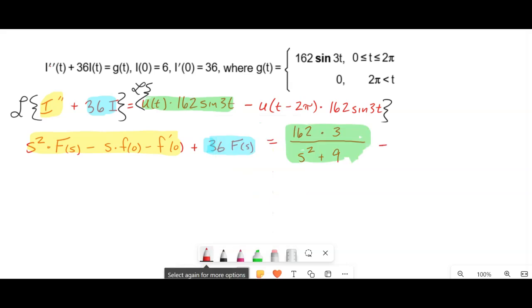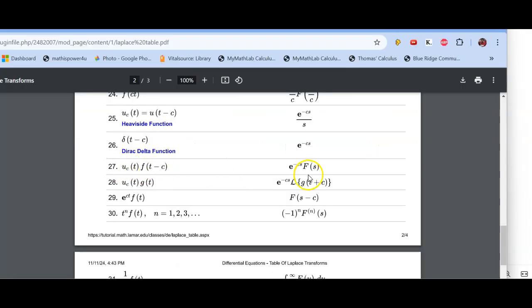All right, and then we've got minus. Now we have, again, now it's shifted. So when it's shifted, that's when we're using 27. So we got an e to the negative cs, where c is the shift. Right, and it's minus c here as well. So it's a minus 2 pi. So it's a minus 2 pi s.